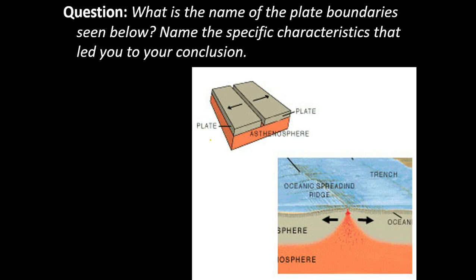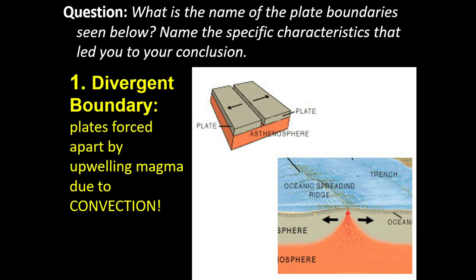Okay, so let's break down these three different types of boundaries. So first one, take a look at it. Here's a picture. It shows the two plates moving apart. This is the side view. Here is the ocean, right? And here is one plate moving this way and one plate moving this way. This is what we call a divergent boundary, right? The plates are forced apart by upwelling magma due to convection.